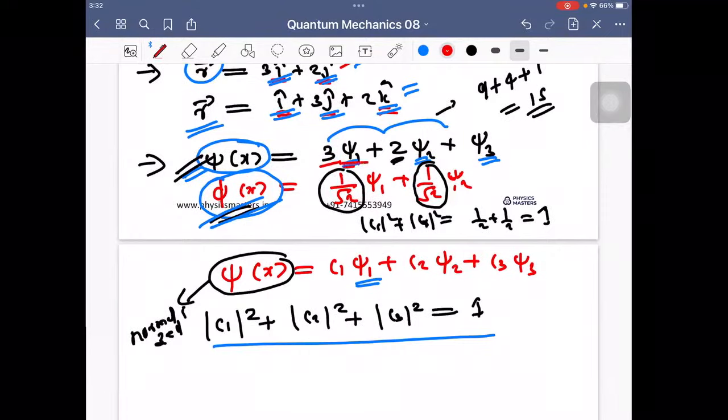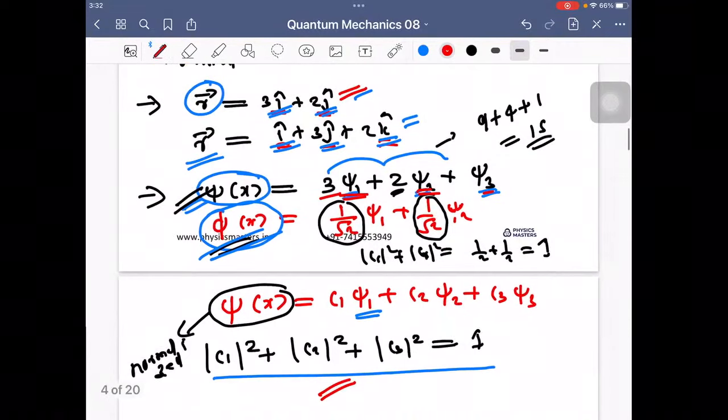But look here, psi 1, psi 2, the base vectors are always normalized and also always orthogonal. But when you write any other function as the linear combination of base vectors, you can normalize that function by using this equation. Okay, so I am going to conclude this lecture.